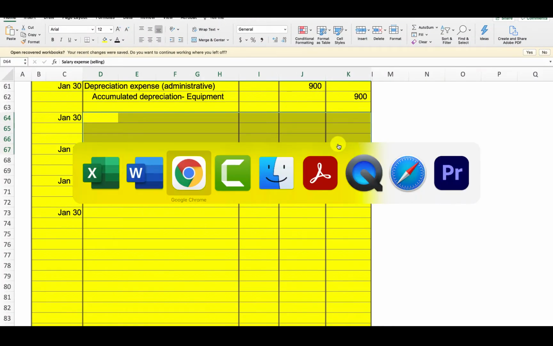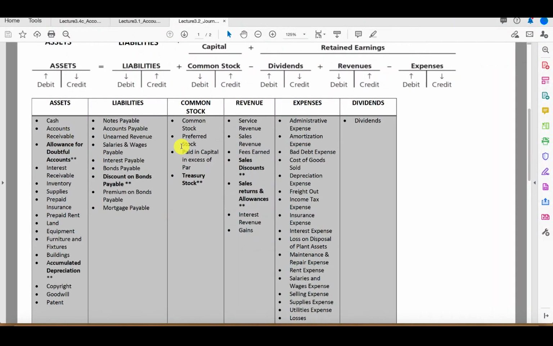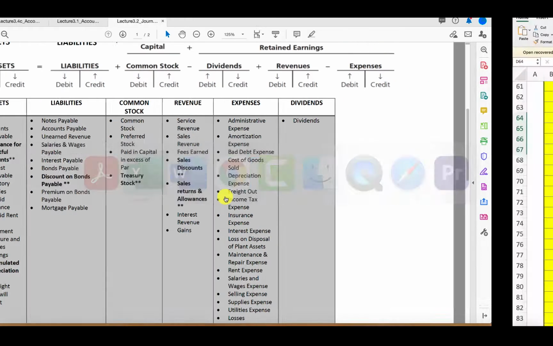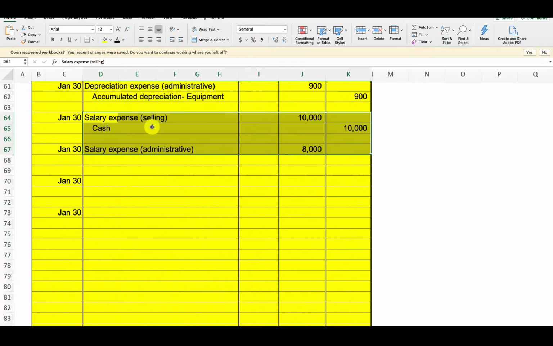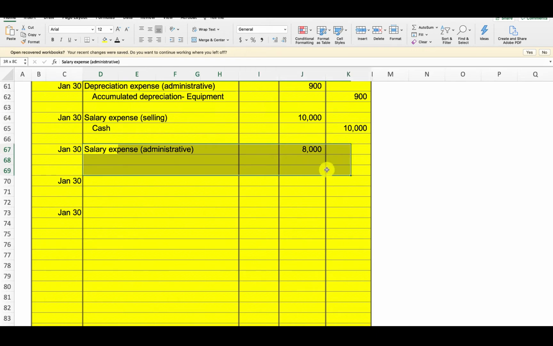When we have cash going down, I'm crediting. So the other account has to be a debit. And what is the account? The account is salary expense, in expense, salaries and wages expense, the same thing as salaries expense, that increases with a debit. So we increase an expense with a debit. Think of an expense account as tracking activity. Every time we have salary activity occurring, we increase the expense account. So for the first one, I'm going to have salary expense selling for $10,000, and I'm going to credit cash. I'm going to have salary expense administrative for $8,000, and I'm going to credit cash.